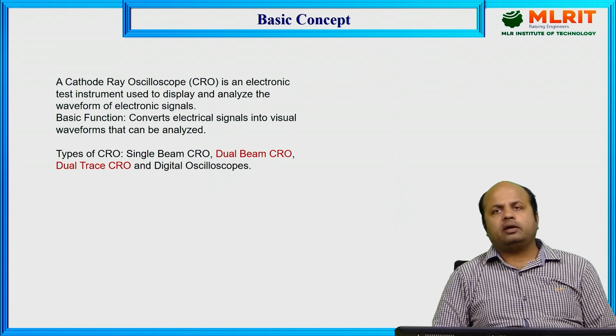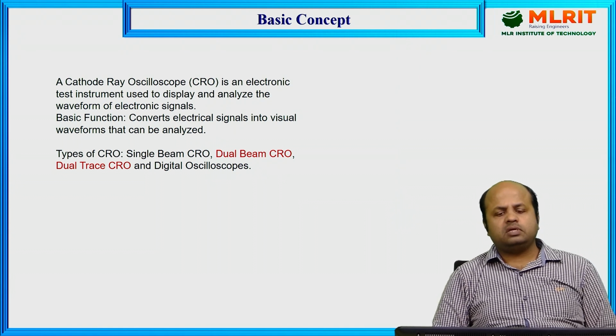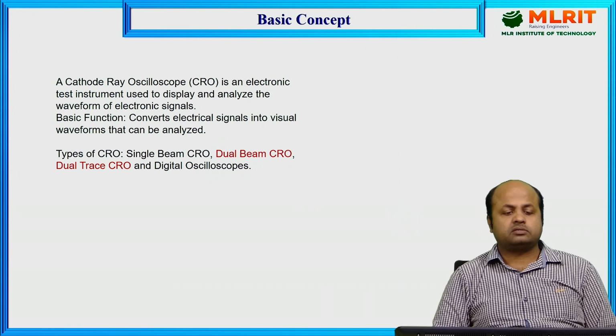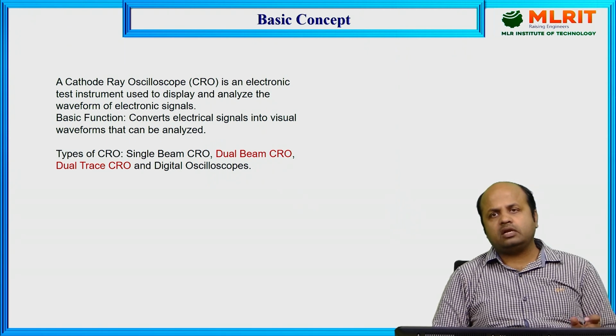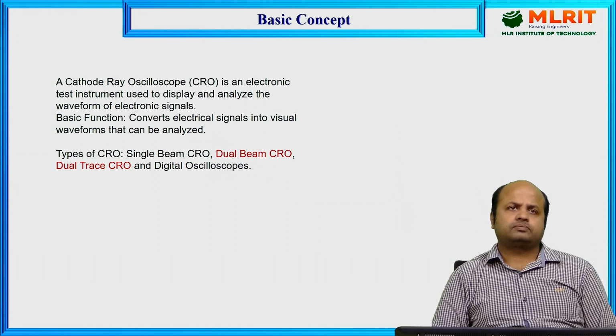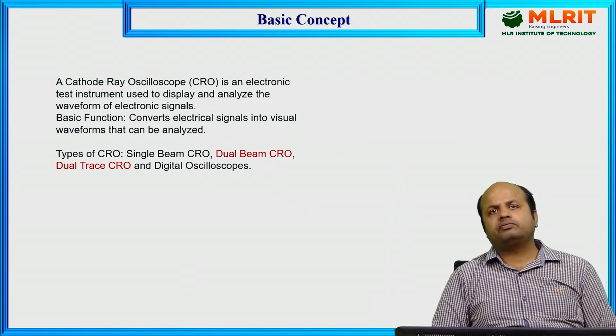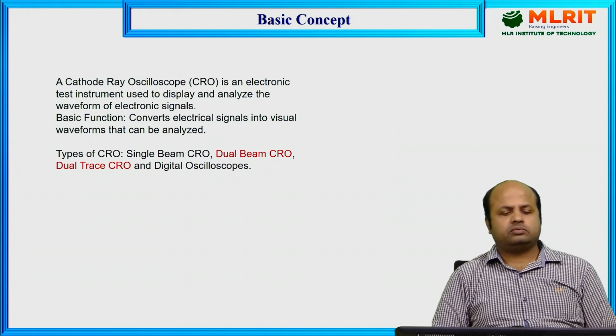Before going ahead, I would like to discuss CRO. What is CRO? CRO is nothing but an electronic test instrument device which is used to display and analyze the waveform of an electronic signal. What are the basic functions of a CRO? The basic function is that it converts the electric signal into a waveform that can be analyzed and visualized.